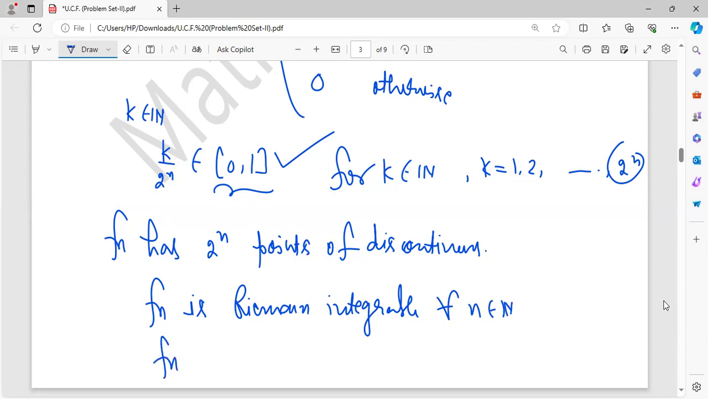It means f_n cannot converge to f uniformly, because if a sequence of Riemann integrable functions converges uniformly to some function on a closed interval, that uniform limit has to be Riemann integrable. We know that f_n converges to f pointwise. f is not Riemann integrable, but f_n is Riemann integrable for each n. It means f_n cannot converge to f uniformly. Okay, so let's see which option is correct.